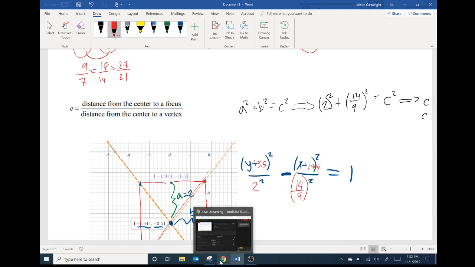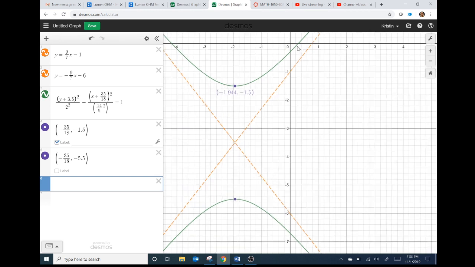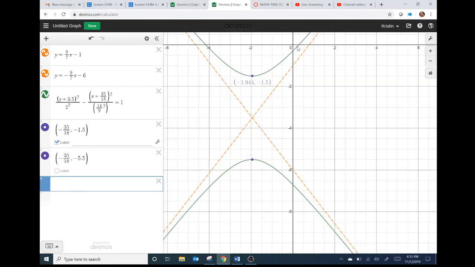And let me flip over my screen. Over here, I've already typed it in. I used 3.5 instead of 7/2, but that's the same thing. I've put all of this in, and as I let it show up on the screen, you can see it makes us happy because you can see it does go right through the vertices and heads right towards those asymptotes on the screen. So that is the equation of the ellipse, or the hyperbola.